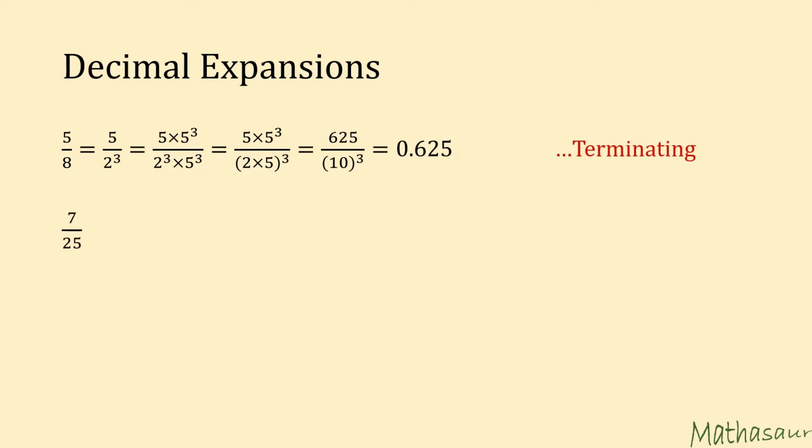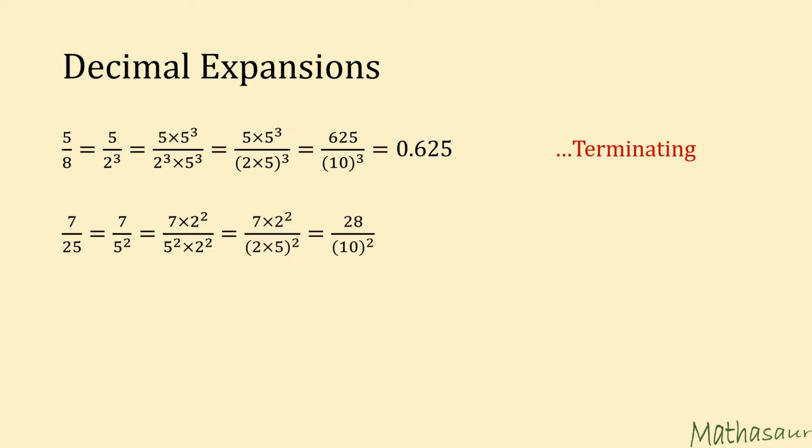Let us look at 7 upon 25. We could write that as 7 by 5 square. Now let us multiply both the numerator and denominator by 2 square. Now this results in a 10 square in the denominator. And we get a decimal 0.28. Once again, it is a terminating decimal.